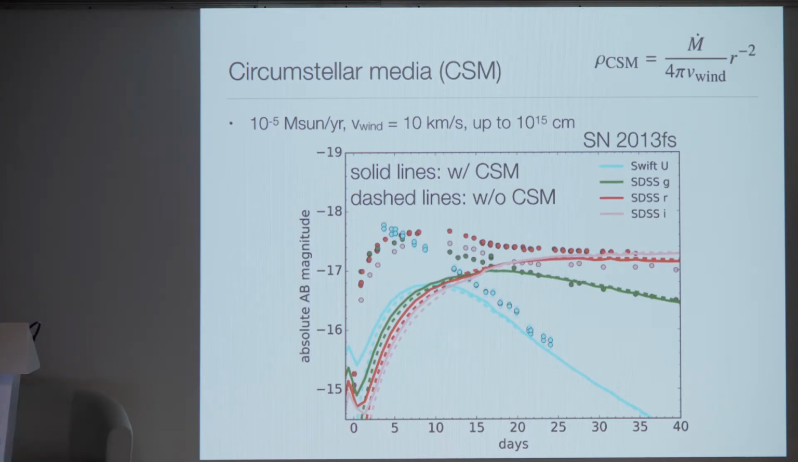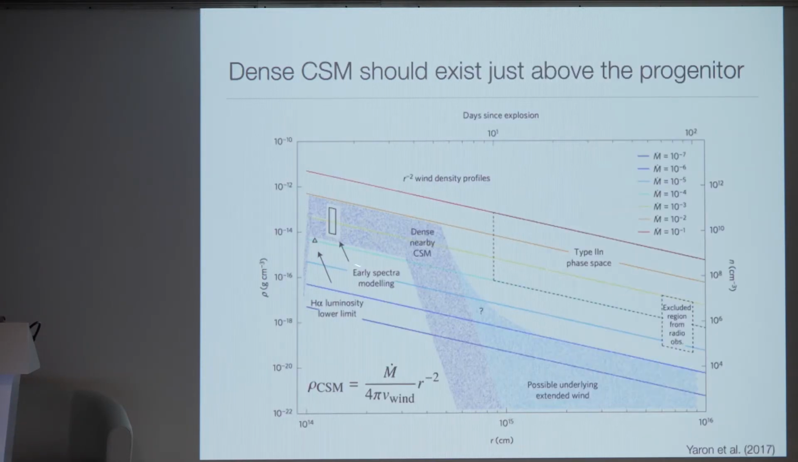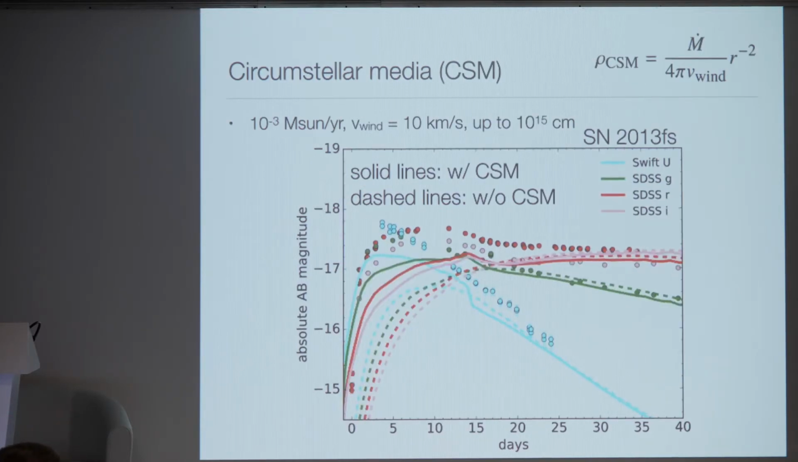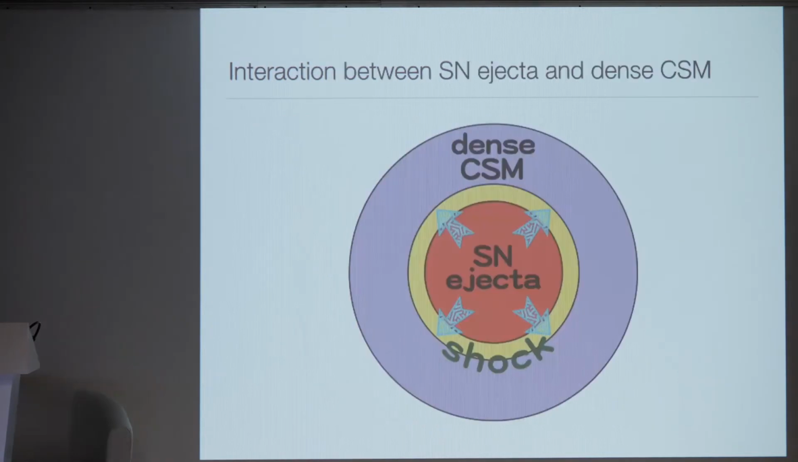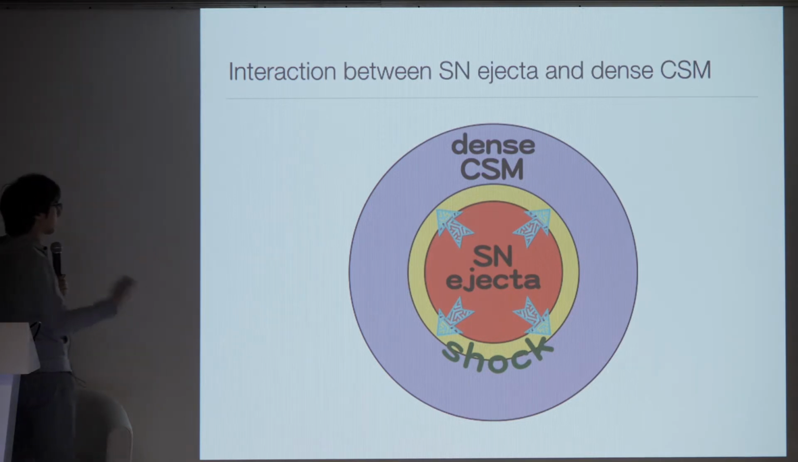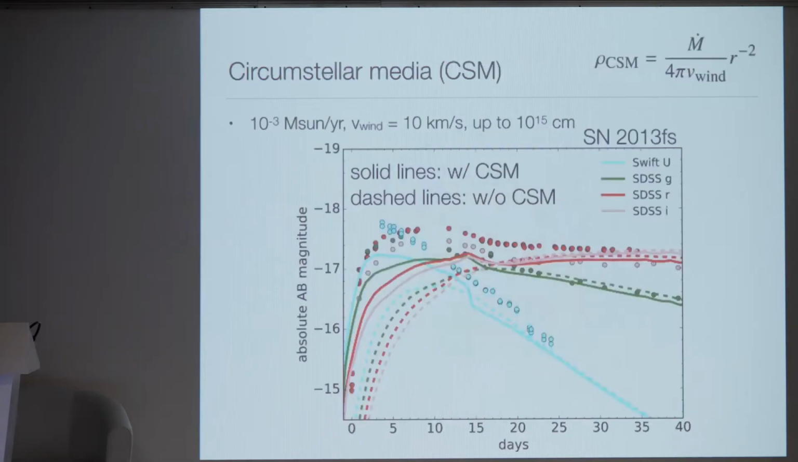But as you increase, so 10 to the minus 5 was somewhere there. But if it gets close to 10 to the minus 3 solar mass per year, then you start to see a clear difference. So this early light curve is strongly affected by this dense circumstellar matter, because, as we are seeing, if there's dense circumstellar matter, this shock will be radiative, and you start to have an extra energy source to make this supernova bright.